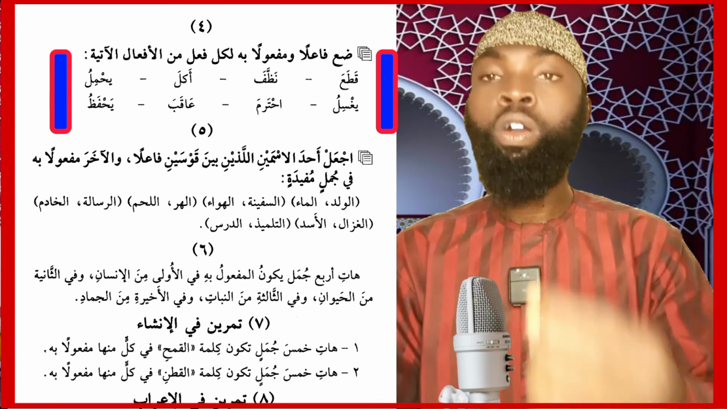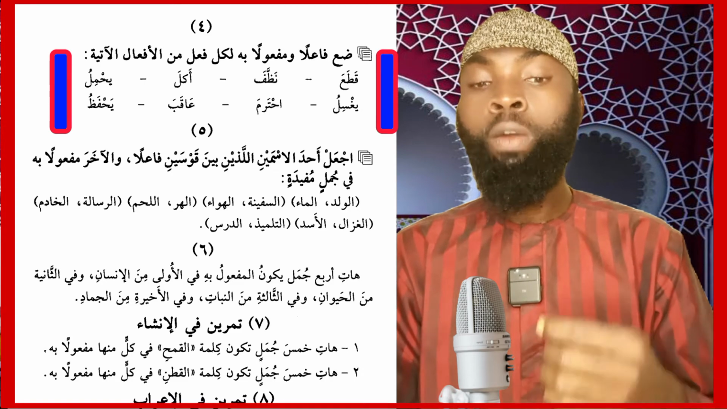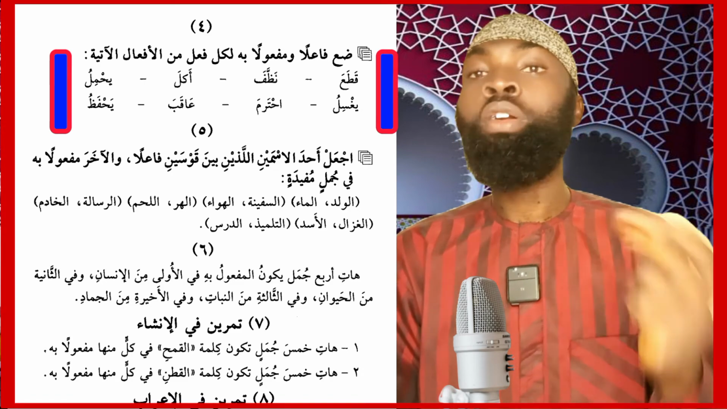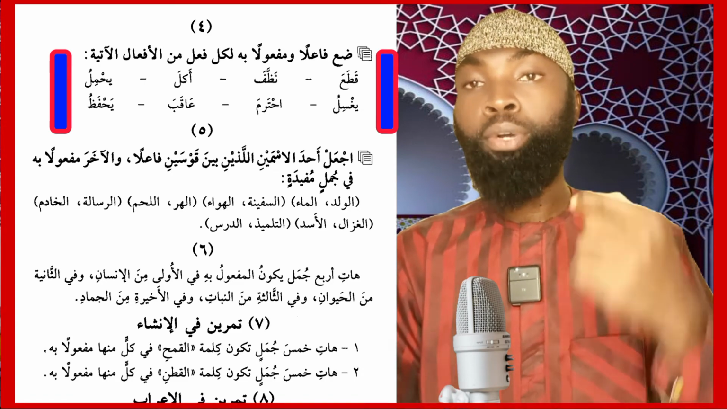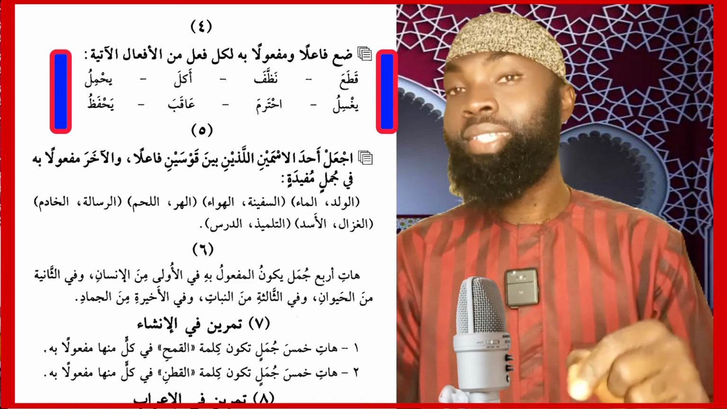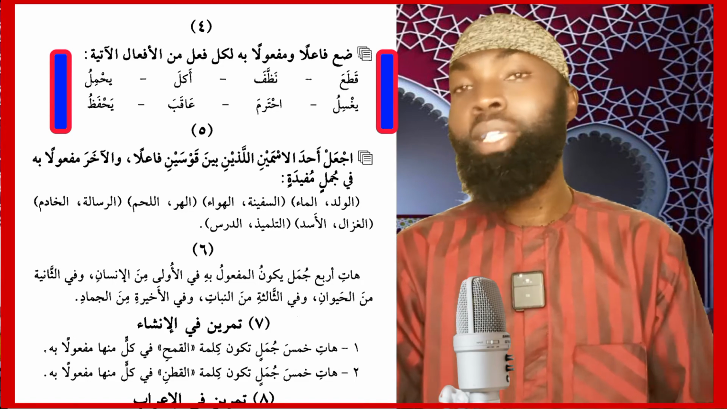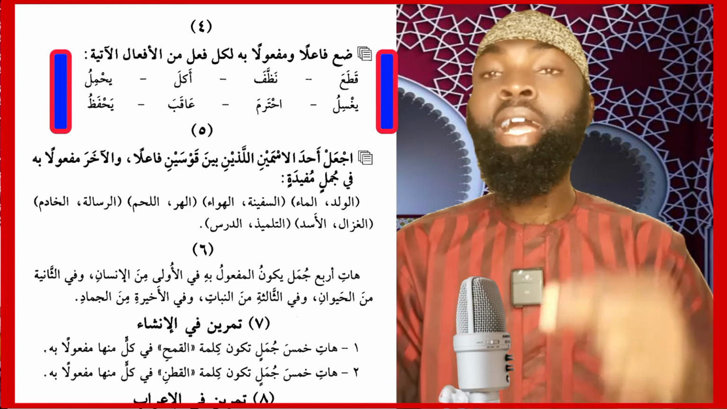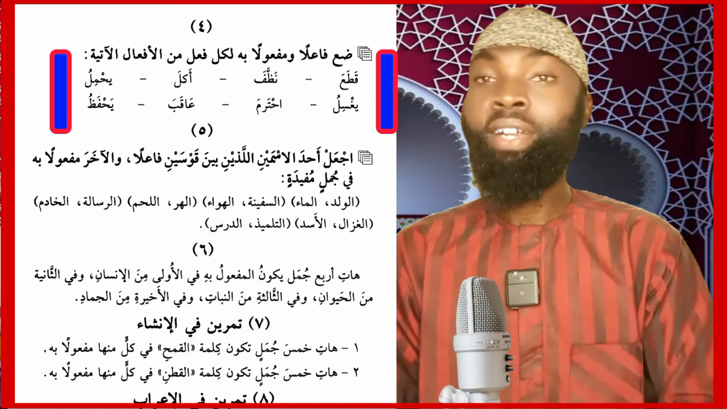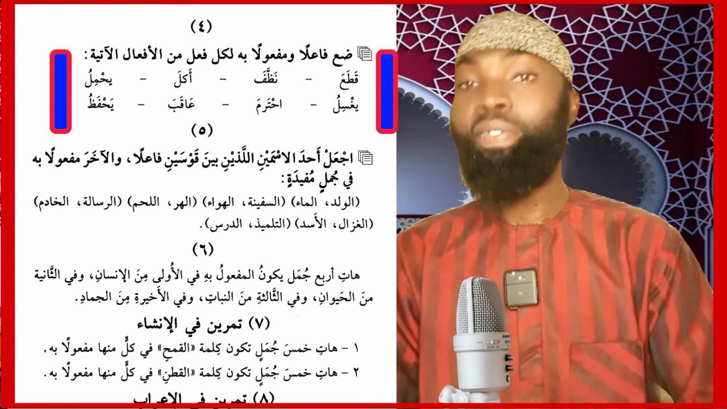The next we have aqaba. We can say aqaba al-mudarrisu at-taliba. The teacher punished the student. Al-mudarris here, which was previously the maf'ulun bih, is now acting as the subject fa'il, and the talib, which was previously the fa'il, is now acting in this sentence as the maf'ulun bih.